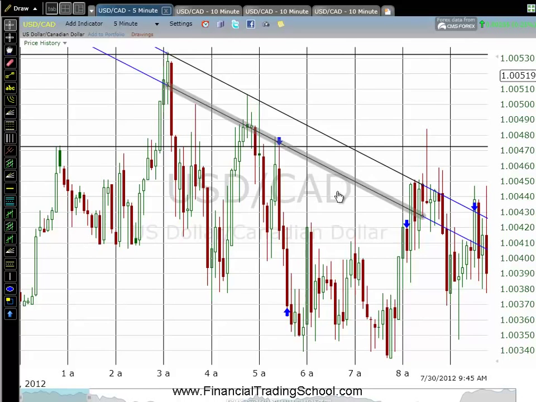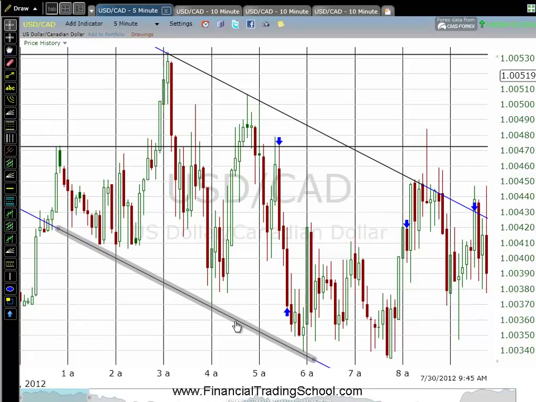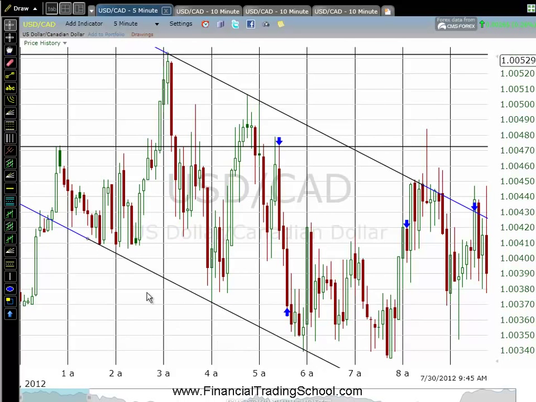So what you want to do is create a parallel line and try to fit it in. This is from the highs, so this is a direct relation of the highs, and this looks pretty perfect. You have bounce, bounce, bounce, like that, and this is from these highs here. So this looks good. In addition, we'll see what happens as more bars are formed.